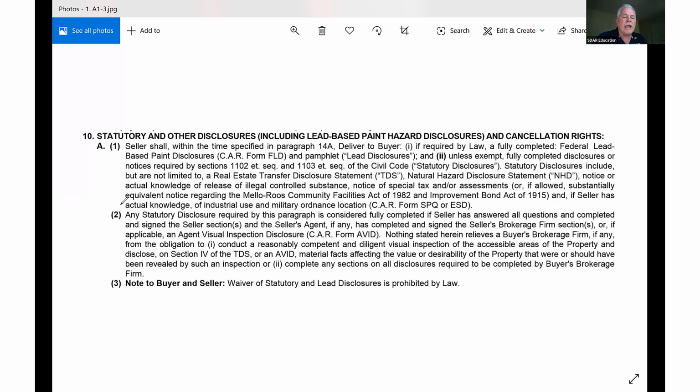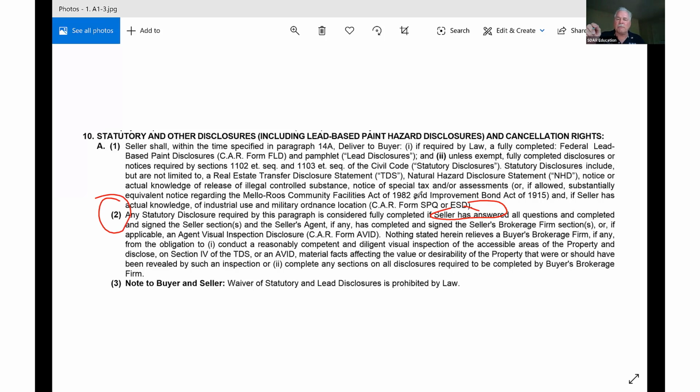Okay. So let's talk about A2. Any statutory disclosure required by this paragraph is considered fully completed if the seller has answered all questions and completed and signed the seller's section, and the seller's agent, listing agent, if any, has completed and signed the seller's brokerage firm section, or if applicable, an AVID. Okay, so it is not complete until you have all of that.